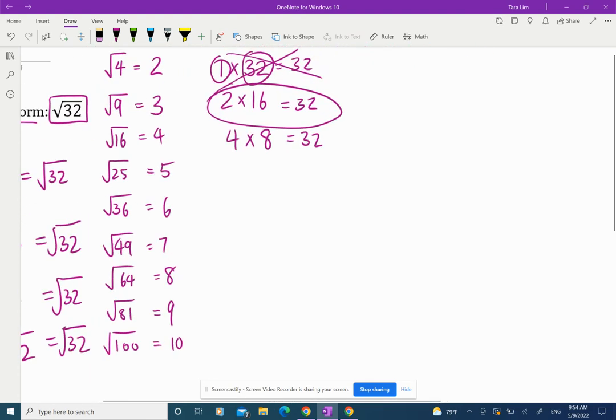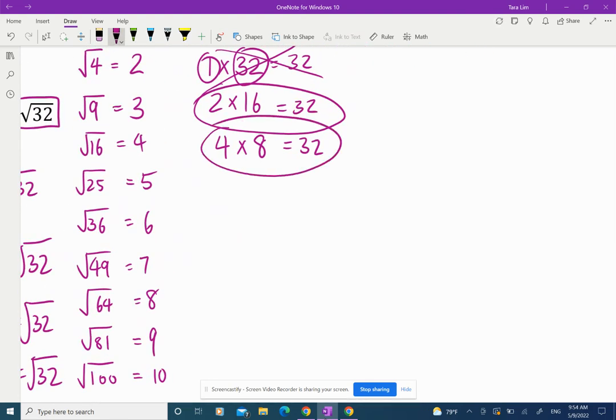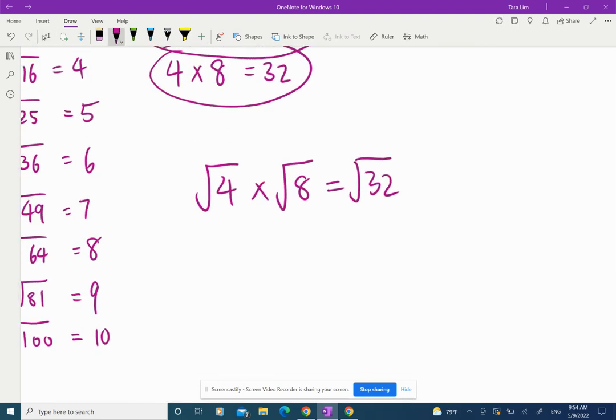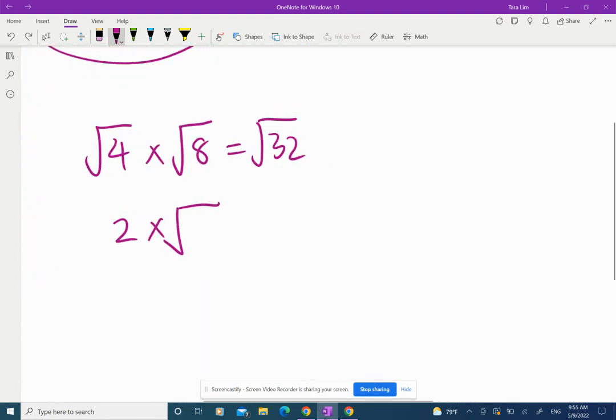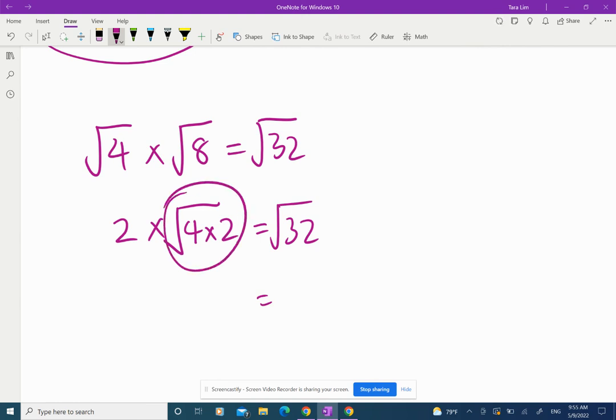Now, as I promised, I will do this method as well. So we have square root 4 times square root 8 is equal to square root 32. Now, can we simplify square root 4? Yes, because 2 times 2 is 4, so I can just write it out as 2 times square root 8. There's no number in this column that gives square root 8. However, we can do 4 times 2. So 4 times 2 is equal to 8. And so now we can just focus on this and simplify it.